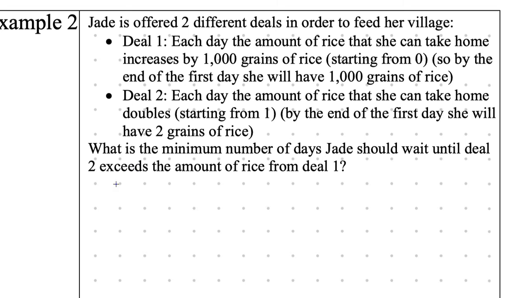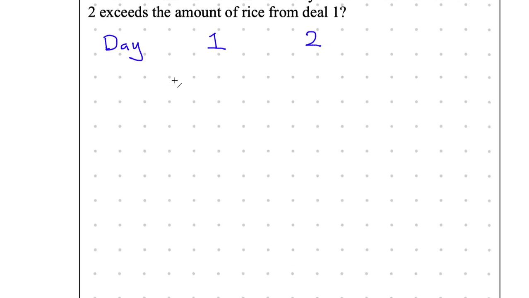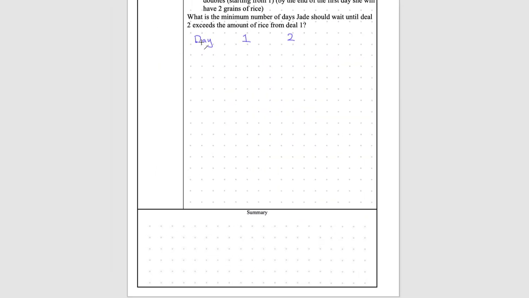So let's see, our units are days, so my left-hand column is going to be day, my next column is going to be deal 1, and my right column is going to be deal 2. Let's go ahead and mark our table. This is going to be a big table, I'm warning you. Let's make it the entire table. That looks sufficient.